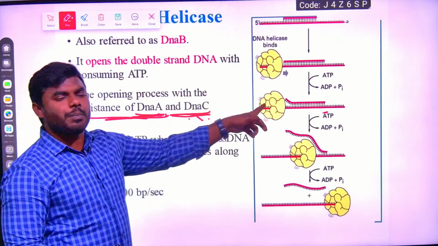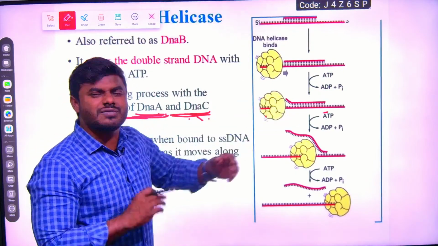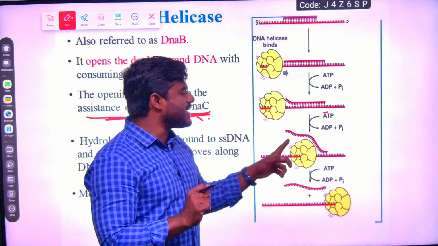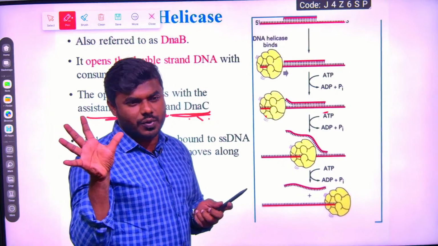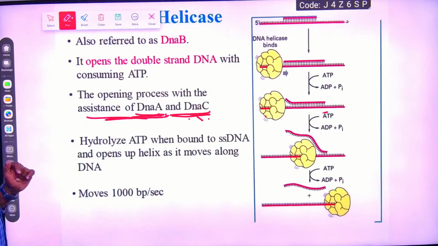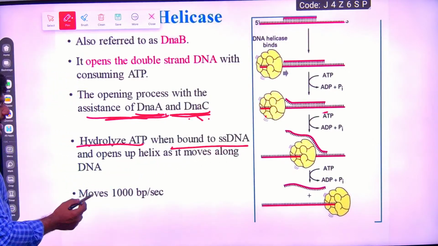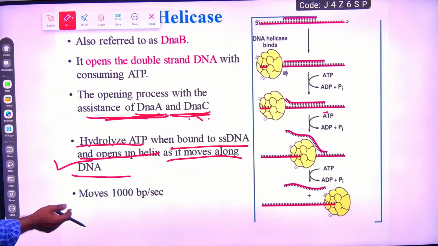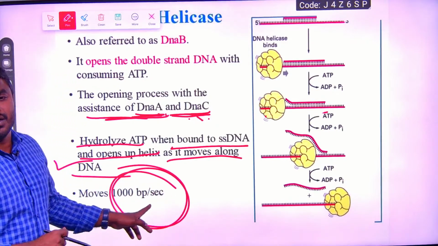Once the DnaB is placed over there, sometimes DnaC will be present there itself, sometimes it will get dissociated. So majorly I can say that DnaC is helping DnaB until it starts the process of opening the hydrogen bonds. Sometimes it may be there or it may fall off also. Now, it hydrolyzes the ATP when bound to single stranded DNA and opens up a helix as it moves along the DNA. Of course, in a single second it breaks 1000 base pairs.